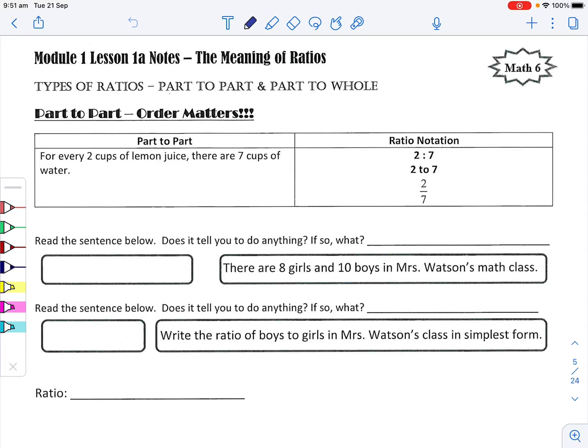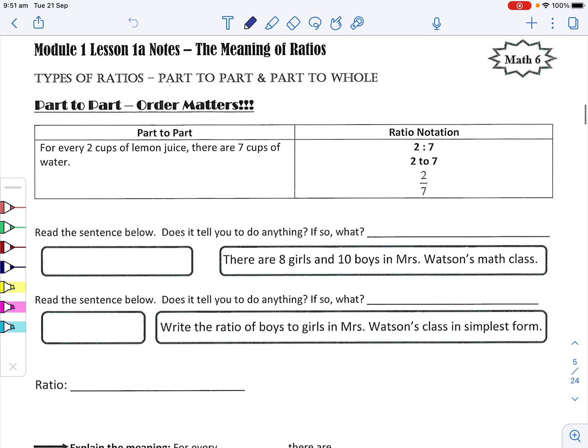Hey everyone, today we are going to be talking about the meaning of ratios and how to write different ratios, how to explain what they mean, and then the different ways of writing them. We're going to talk about two types of ratios: part-to-part ratios and part-to-whole ratios. We're going to start with part-to-part. So we're comparing two parts of the same whole versus comparing part of it to the entire whole.